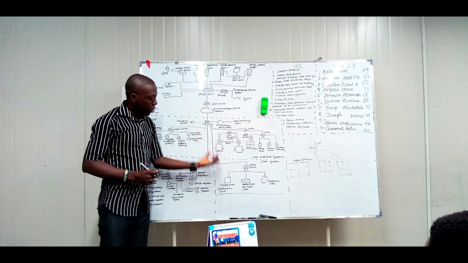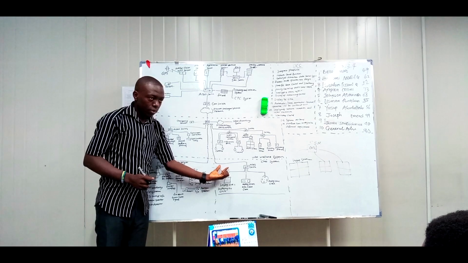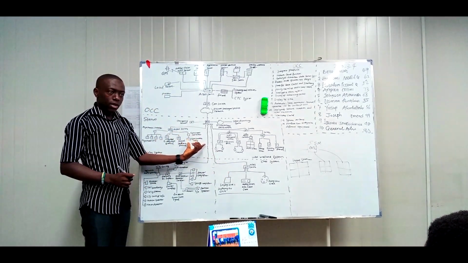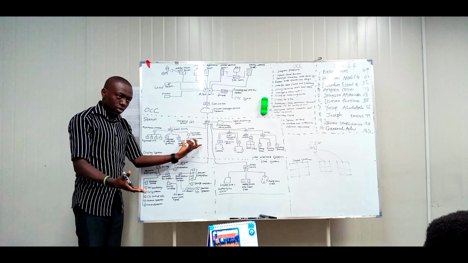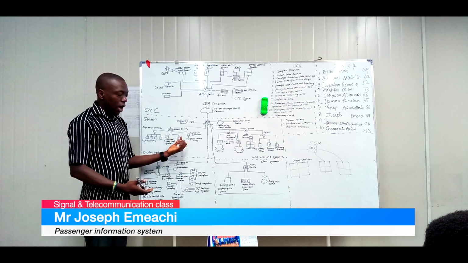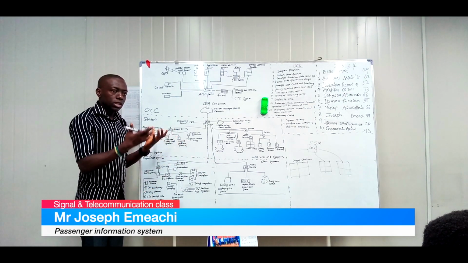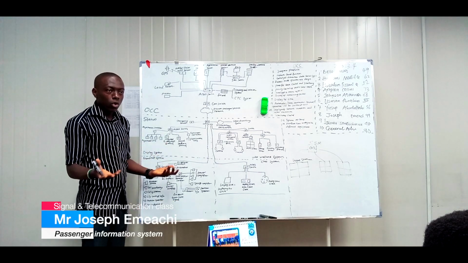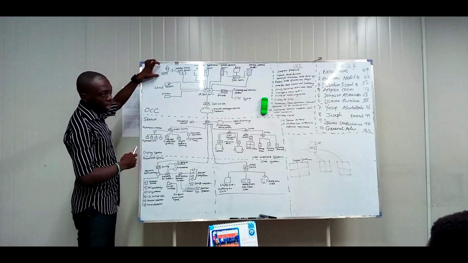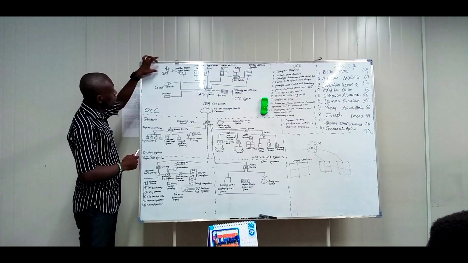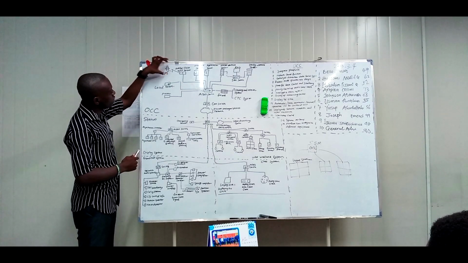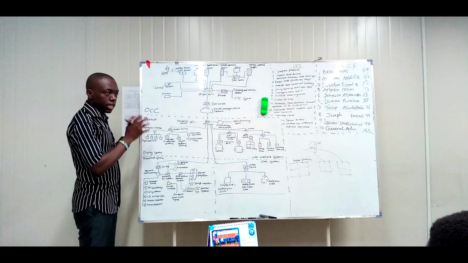For everything to work well, we need time. Time is key. Without time, how can there be a synchronized system when the time is wrong? How can there be an arrival or departure display when the time is wrong? In that case, we actually have a general time that we pick from the GPS, the global positioning system. From the OCC level already, it's from the GPS that we get the real time.